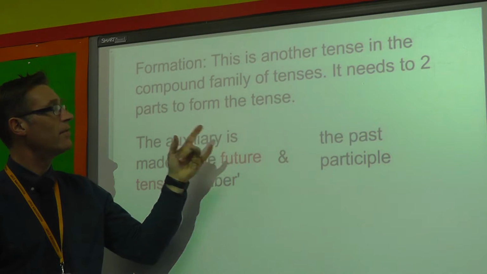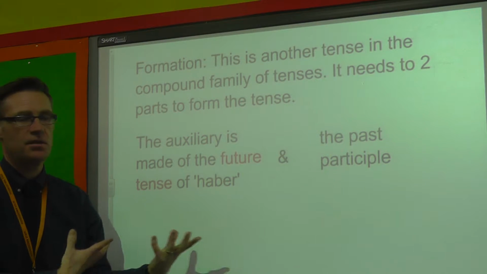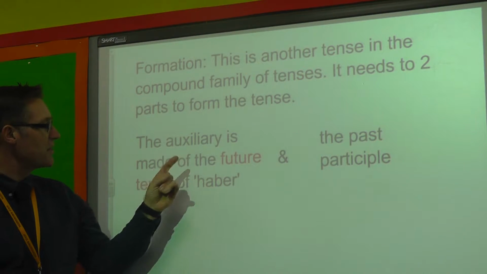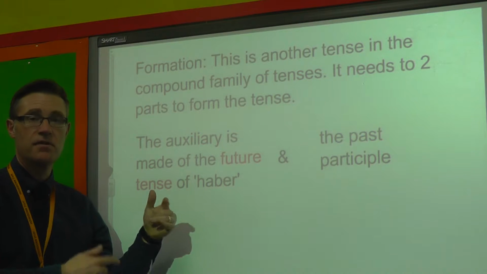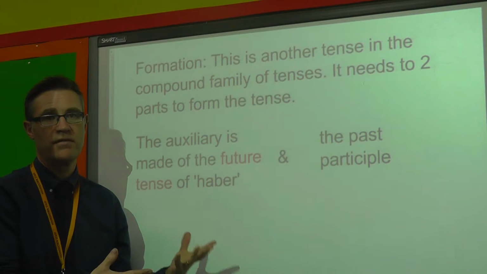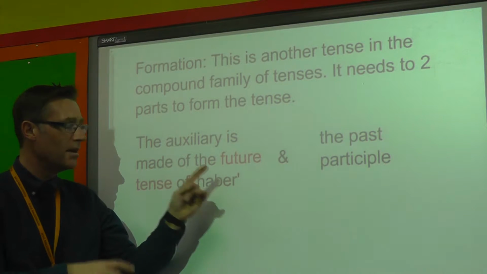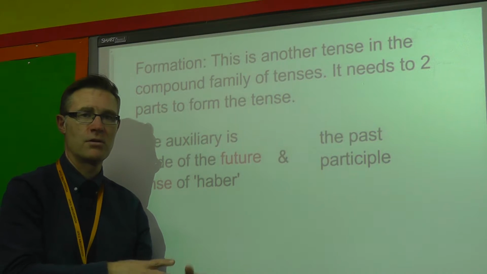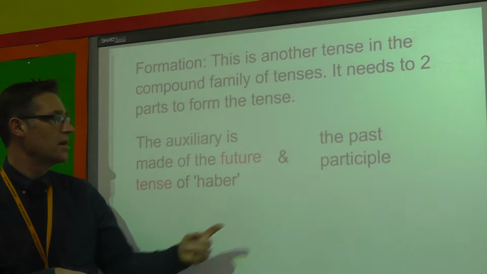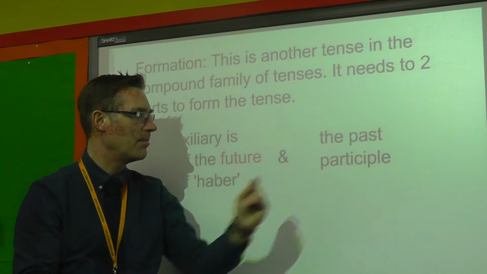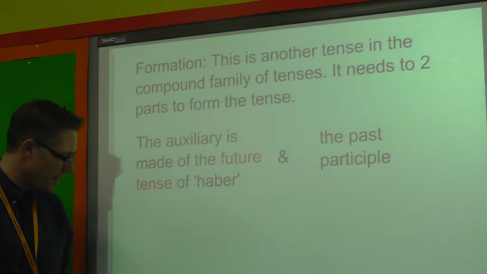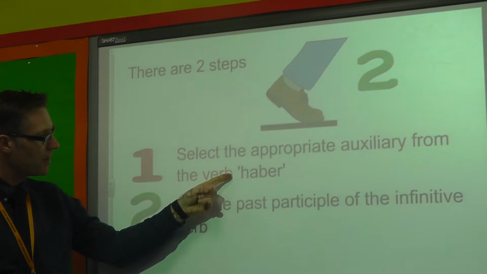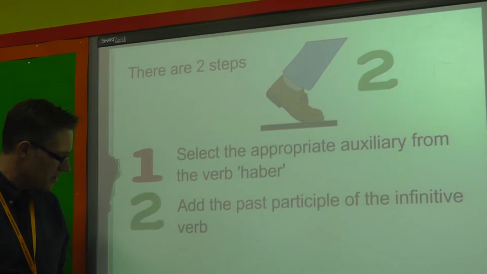Another one of the compound family of tenses. It needs 2 parts to form the tense. You're so used to this now with the perfect tense and the pluperfect. The auxiliary is made of the future tense of haber. If you've looked at my previous videos on the pluperfect and perfect, you'll know all about this verb haber, and that we mustn't use it in any other role apart from this support role to make these compound tenses. And then our past participle. So let's have a look at the future tense of haber: 2 steps, as we know.